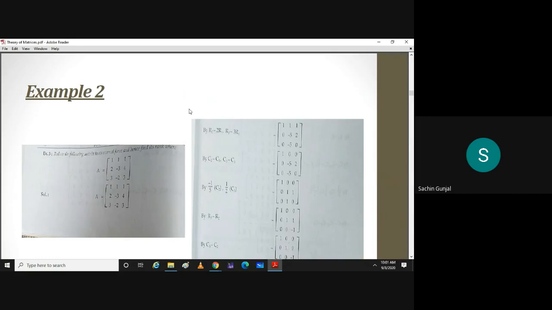So write down this matrix. The question is, reduce this matrix to its normal form and hence find out its rank. It's a 3 by 3 matrix, so you can do it very fast.